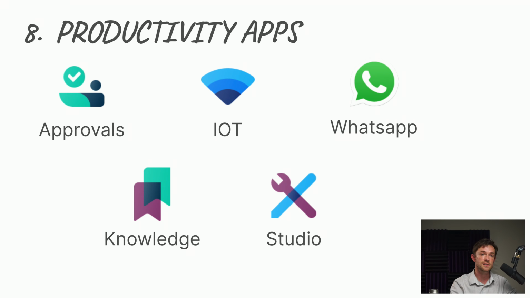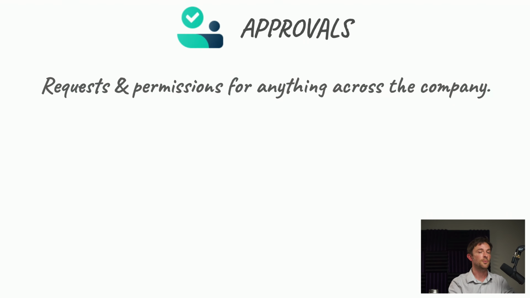We have approvals, Internet of Things, 2 new apps, WhatsApp and Knowledge, and then my favorite, Studio. Approvals, it's a very multi-purpose way to set up approval flows where employees can request permission for anything to be granted by specific people. Real-life examples might be they're requesting a new computer, or they're requesting a copy of a document, or maybe they're requesting some special payment terms, something like that.